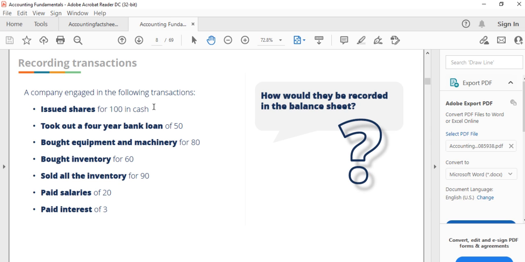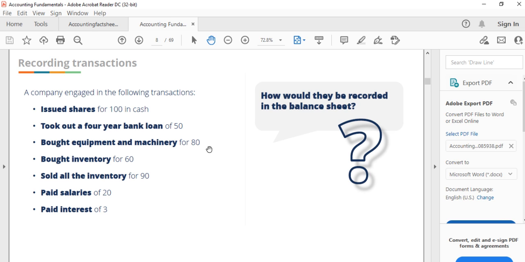Now the second transaction here, we took out a 4-year bank loan. I already explained that liabilities are the obligations that the company has because of past transactions, and they are expected to be settled through a future outflow of economic benefits. Since we took a 4-year loan, and we know that it exceeds a period of 1 year, it means that this is a long-term loan.